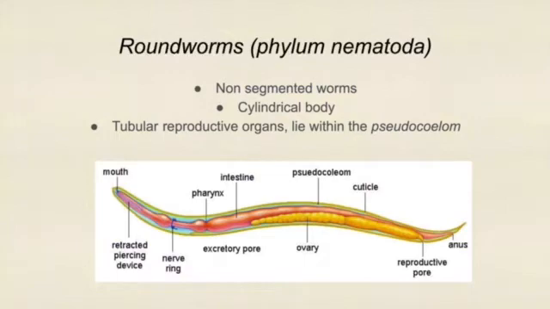So, for the first part, let's go further about roundworms. Roundworms, or phylum Nematoda, are non-segmented worms that are prevalent in almost any environment. Nematodes have been characterized as the most numerous multicellular organisms on Earth, mainly because they are so abundant in soil. Roundworms have a cylindrical body, and they have internal organs including the tubular reproductive organ, which lie within this pseudocoelom.